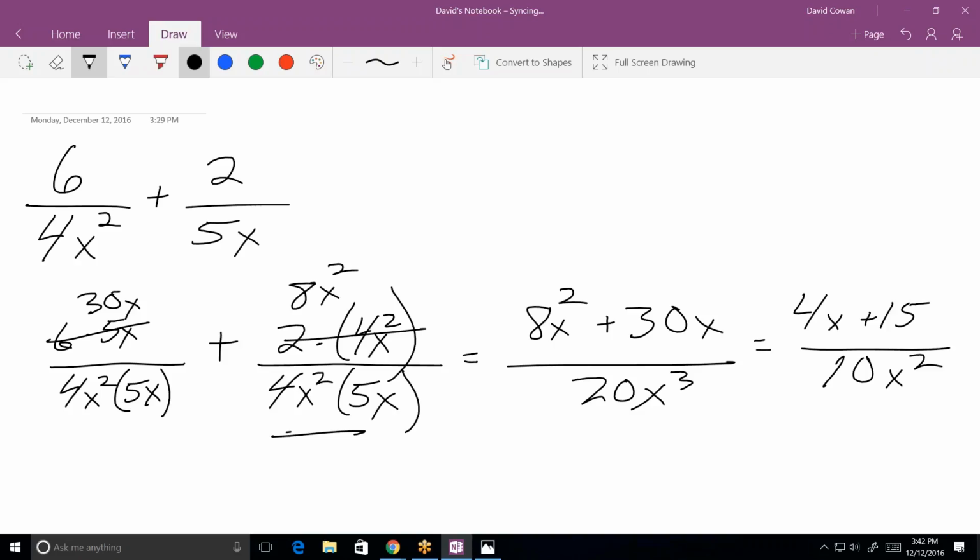I did. In other words, that's what I had on the top. So I took an x out of both terms, and then I took an x away from the bottom. I just didn't see you take away the x from the 15. Yeah.